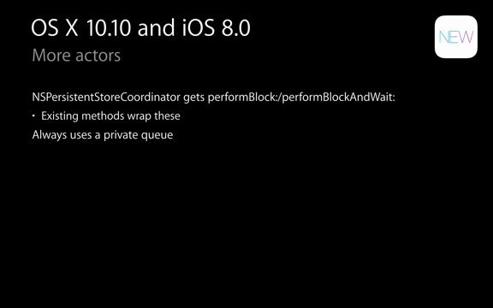But we've also added the performBlockAndWait API to NSPersistentStoreCoordinator. This is mostly relevant to those of you who are subclassing NSPersistentStoreCoordinator, who should now be using these methods, which is what our existing methods do. They all wrap, call through to performBlockAndWait. Persistent Store Coordinator, though, because it doesn't actually need to be messaged directly by AppKit, always uses its own private queue.